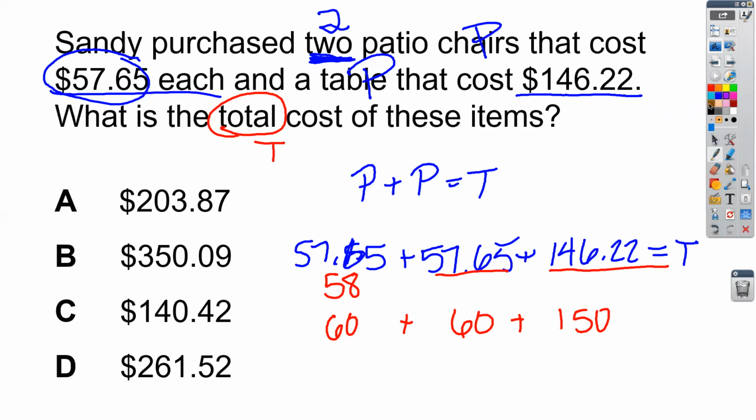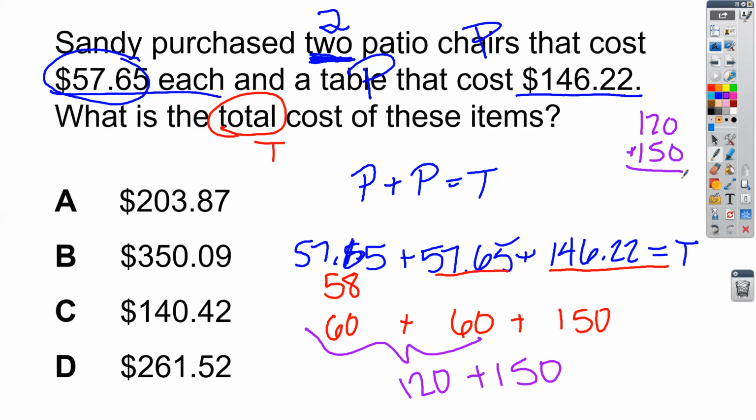So now I would add those two. I know 60 plus 60 is 120 plus 150. And if I add those two, 120 plus 150, I get about 270. Now, if I look at my choices, A is too low, B is too high, C is way too low, D is my answer. So make sure that you are using some of those strategies.